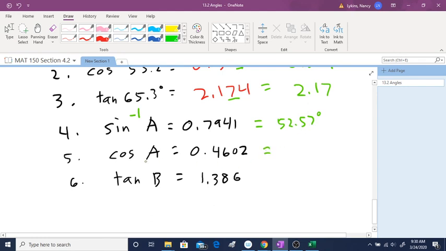Same thing with cosine. With our graphing calculator, all you have to do is just put in second cosine and type in 0.4602, and you should, in this case, come up with, I believe, 62.60. And finally, same thing with tangent. You do those with the graphing calculator, put in 1.386, second button and tangent, and I believe you should get something like this right here.